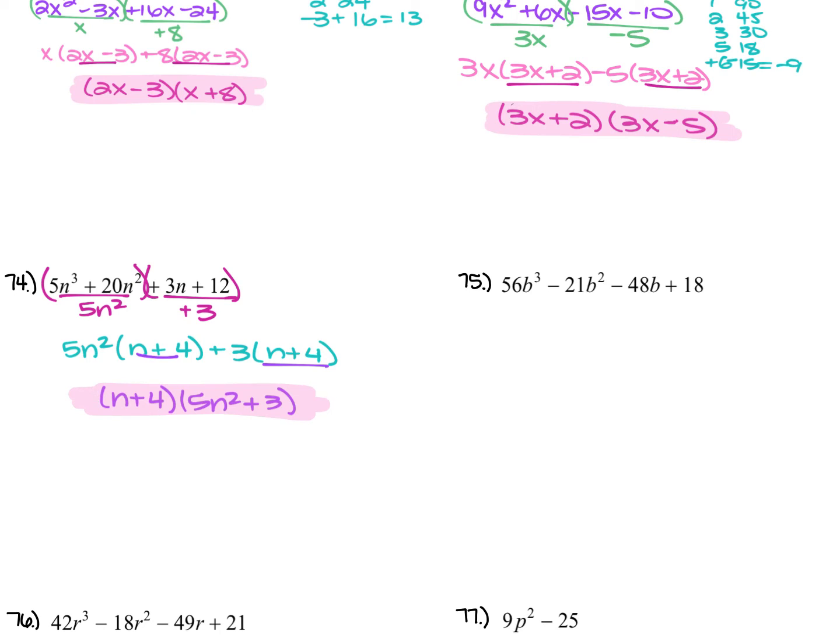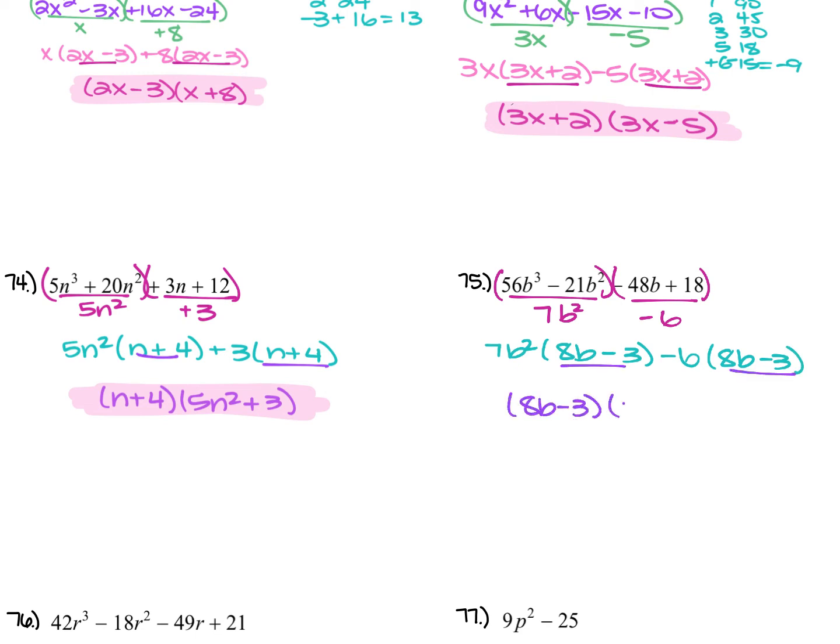For 75, we have 56b cubed minus 21b squared minus 48b plus 18. So again, we're going to factor this by grouping. Between the 56 and the 21, your greatest common factor is 7. We're going to do the b squared also. From the negative 48b and the 18, we're going to do a negative 6. So this gives us 7b squared times 8b minus 3 minus 6 times 8b minus 3. 8b minus 3 is the same, so we're going to keep that and then form another with the 7b squared minus 6.